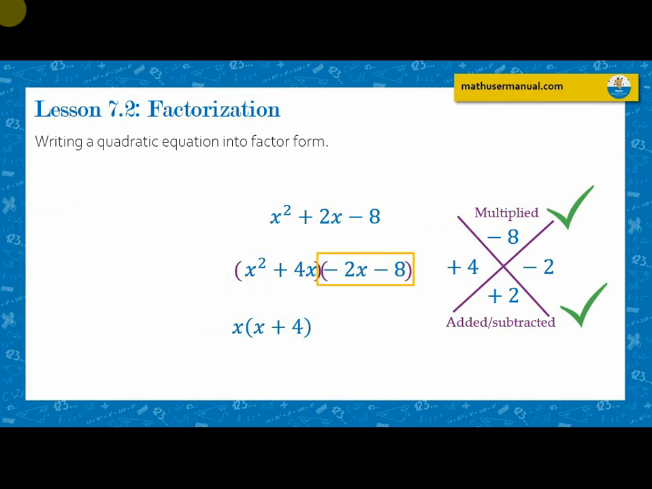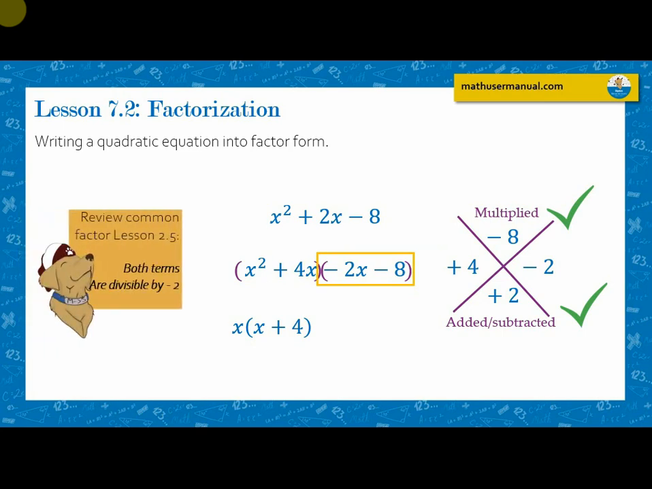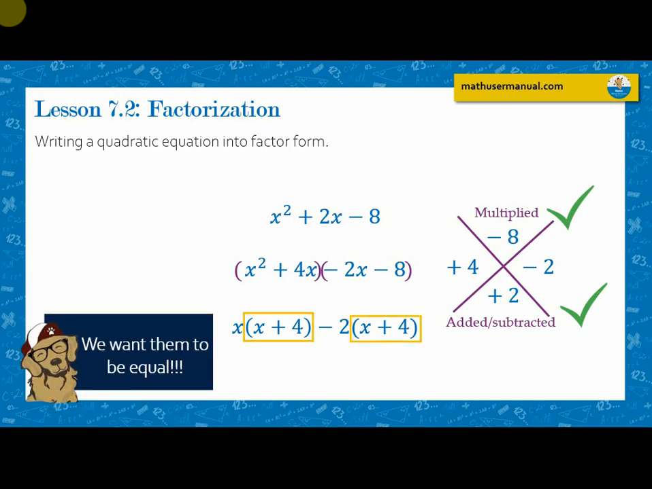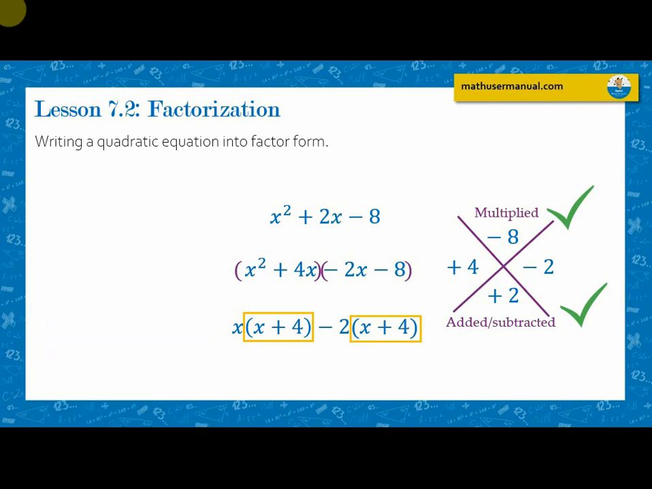Then we look at the second parenthesis, -2x minus 8. The common factor is -2. It's actually -2 because both are negatives. And one more time, feel free to review lesson 2.5. Our common factor of this parenthesis is -2 on the outside, x plus 4 on the inside of the parenthesis. Now that we have finally factored our two binomials, we look at the parentheses. The two parentheses are equal, and remember, this is what we want. We want the parentheses to be exactly equal to each other, because when they are, that is one of our factors.